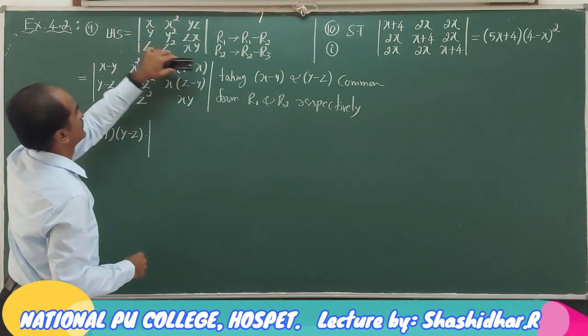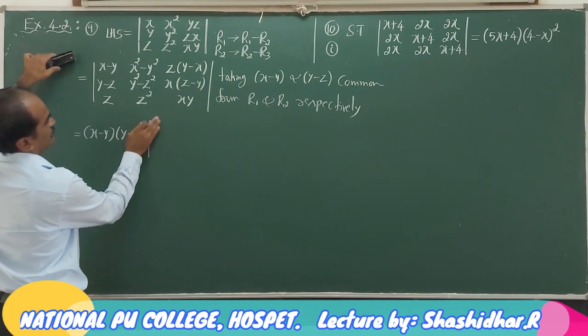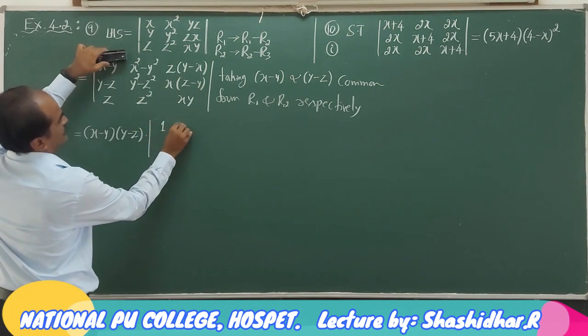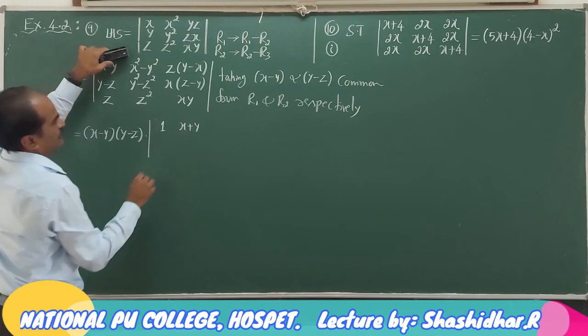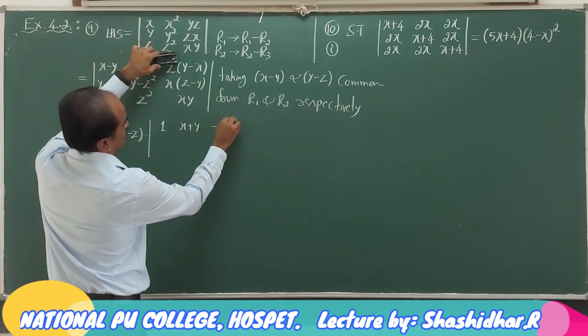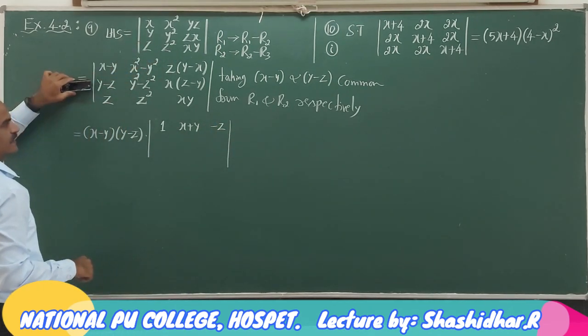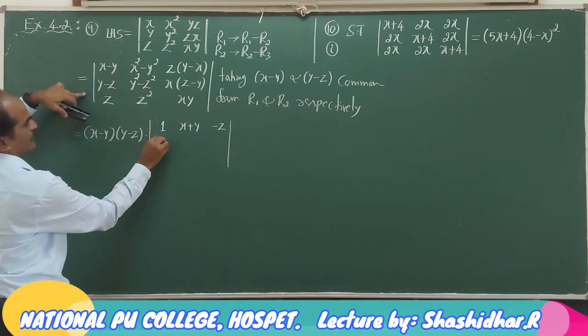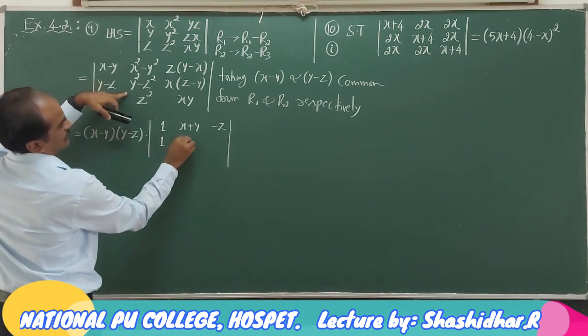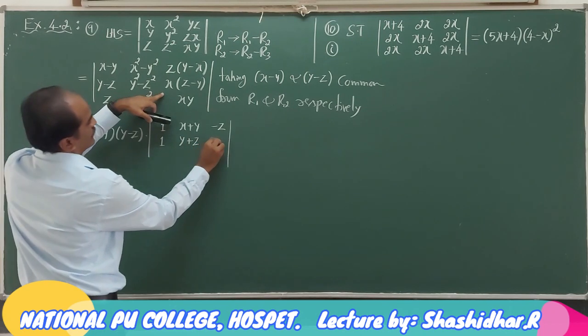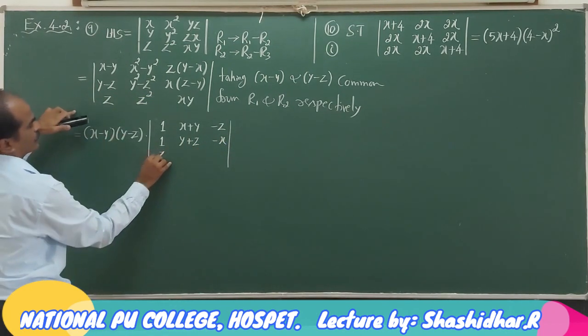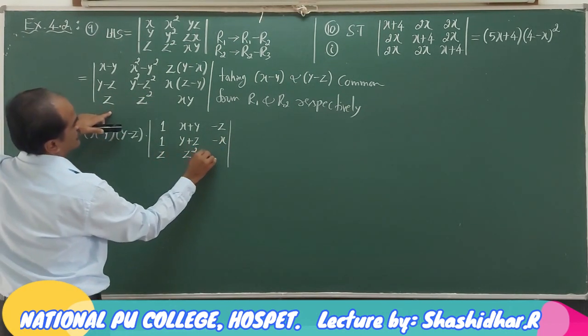On taking x minus y factor common, first element 1, second element x plus y, third element minus z. From second row I am taking y minus z factor common, left with 1, y plus z, here minus x. Write third row elements as it is, z square xy.